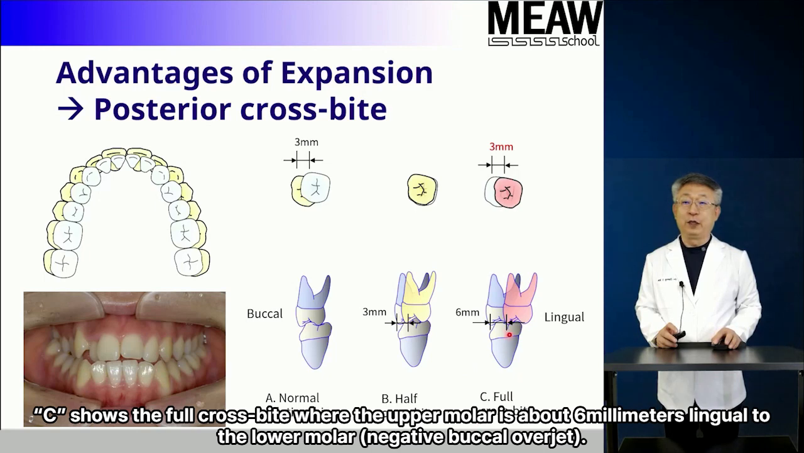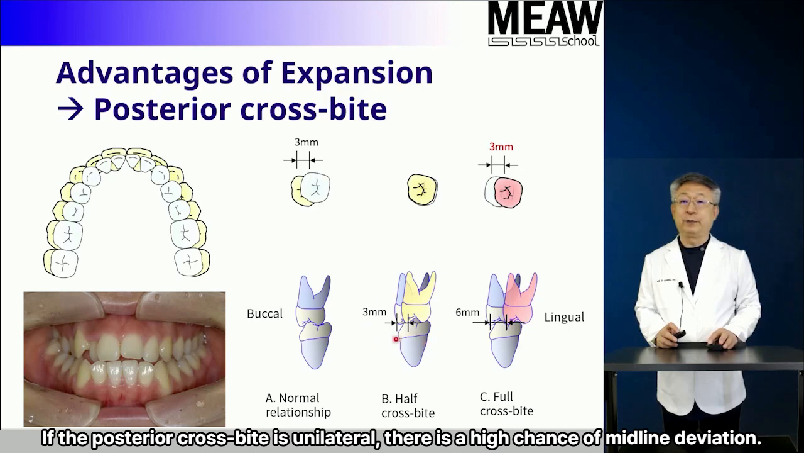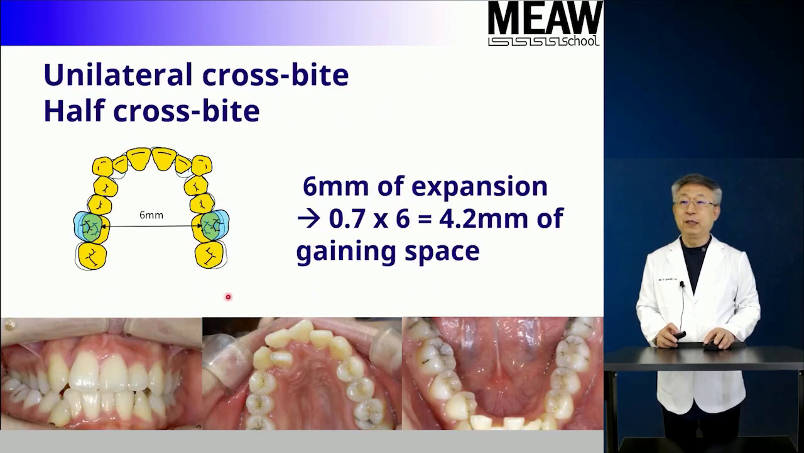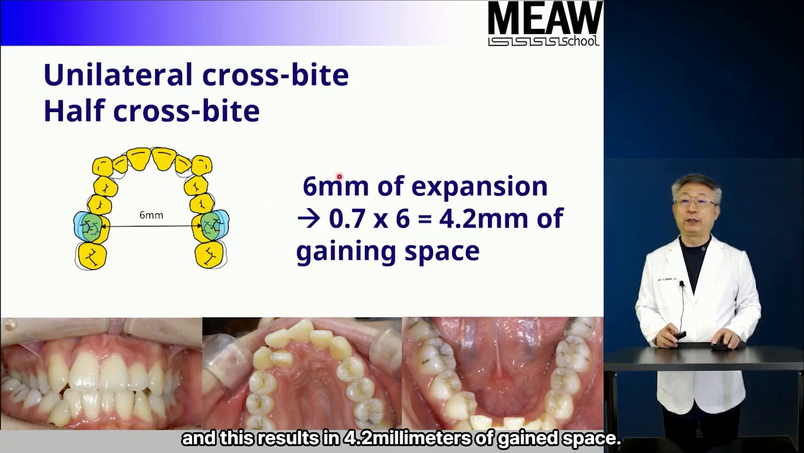This one shows the full crossbite, where the upper molar is about 6 mm lingual to the lower molar, negative buccal overjet. In half crossbite, the upper molar is about 3 mm lingual to the lower molar. If the posterior crossbite is unilateral, there is a high chance of midline deviation. In a unilateral full crossbite or a bilateral half crossbite, 6 mm of expansion, excluding overcorrection, is required, and this results in 4.2 mm of gained space.